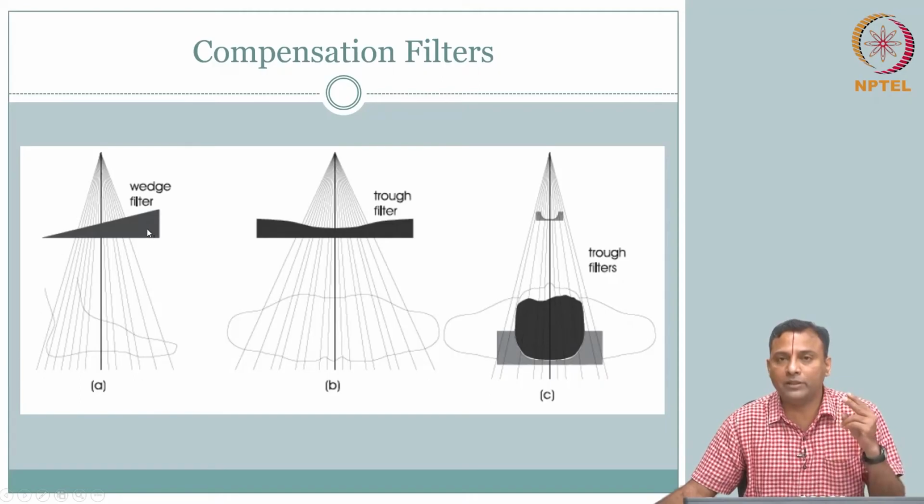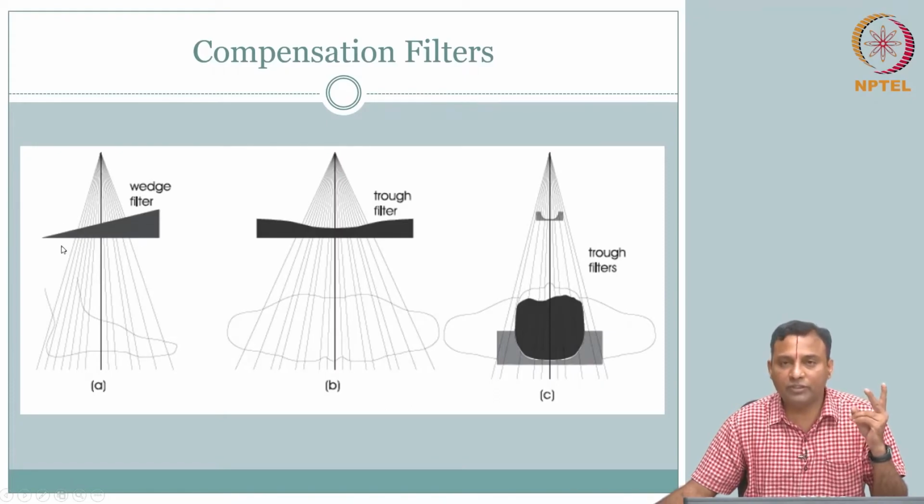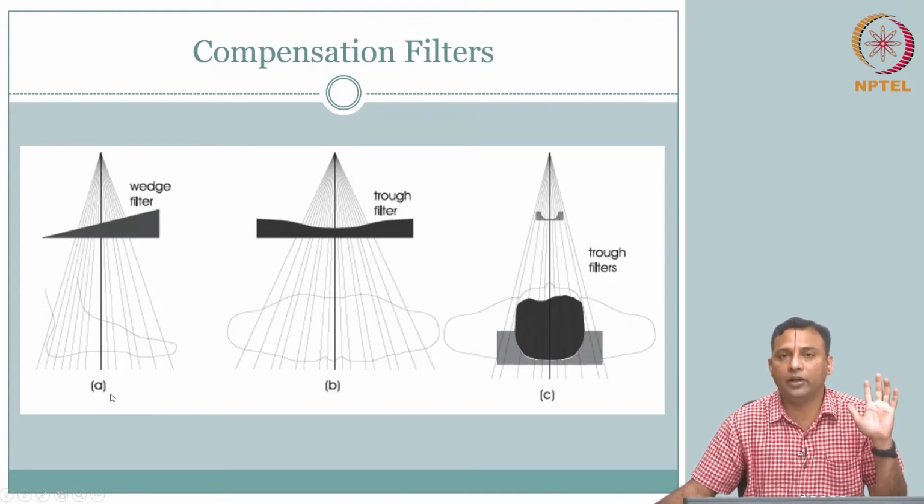So there are two variables in your attenuation. One is mu, the other is delta x. By using this compensation filter, you are trying to make sure that delta x variability is reduced. So whatever differential signal that you get is only because of the mu that is along the path and not the length of the path itself, right.